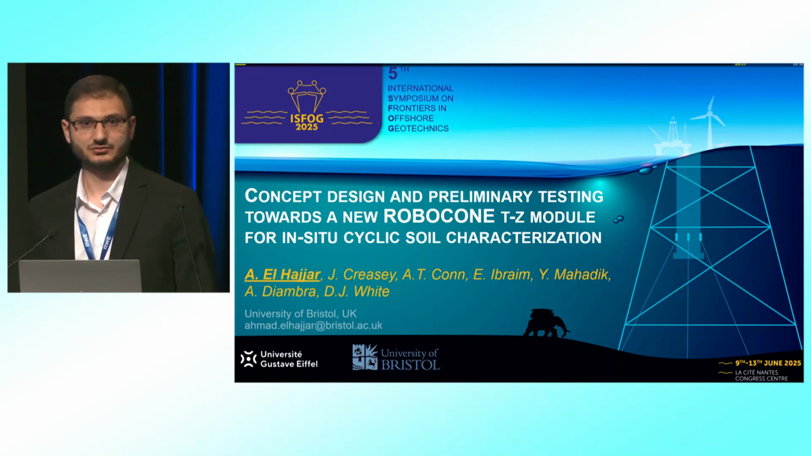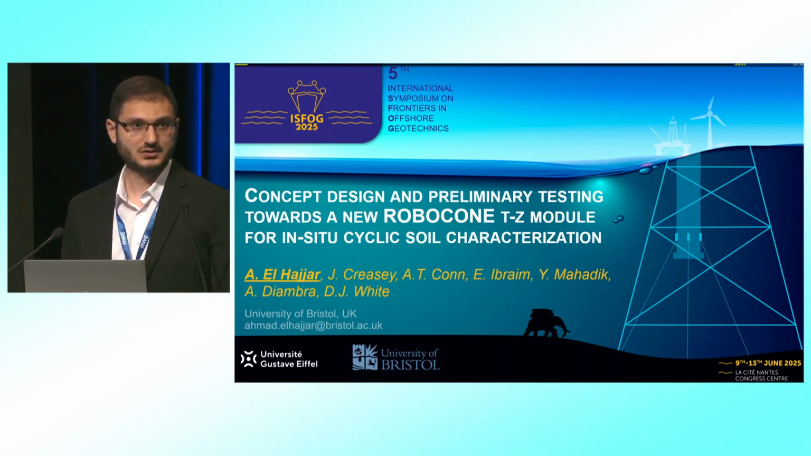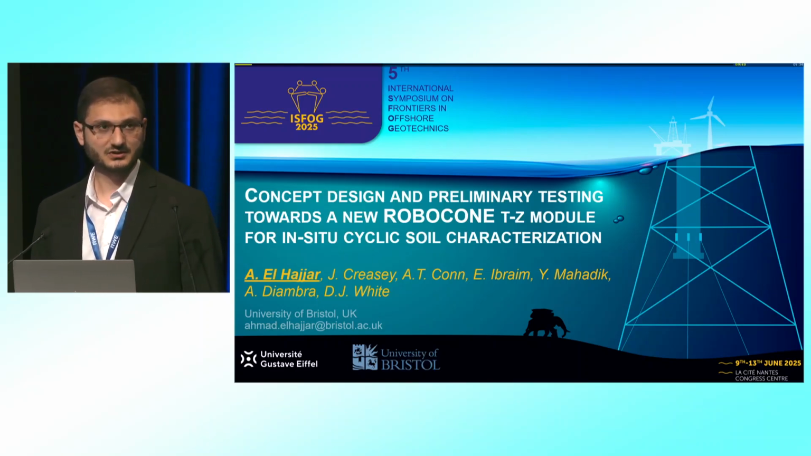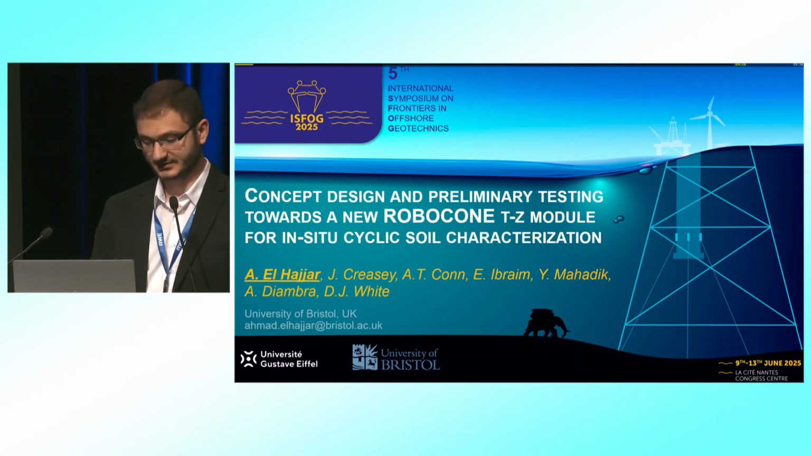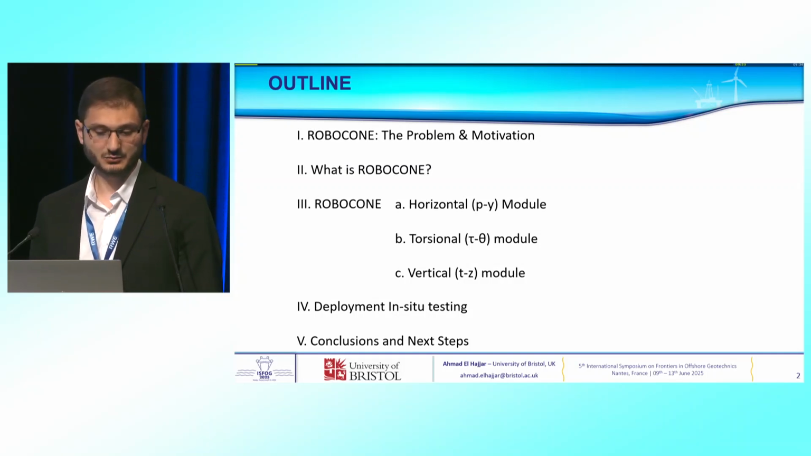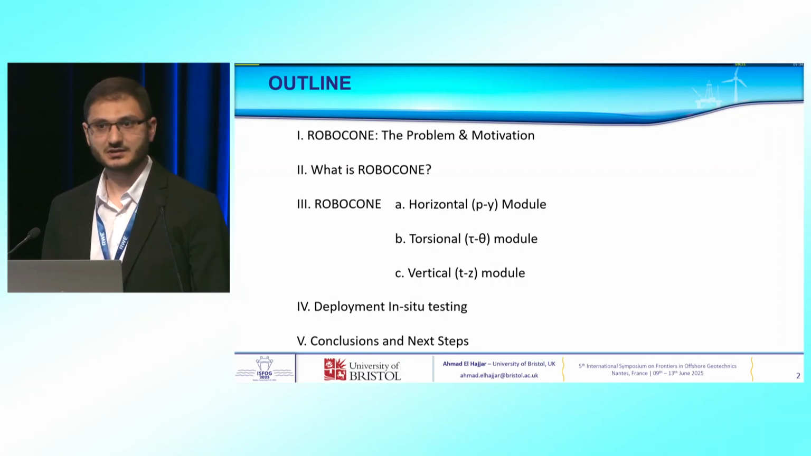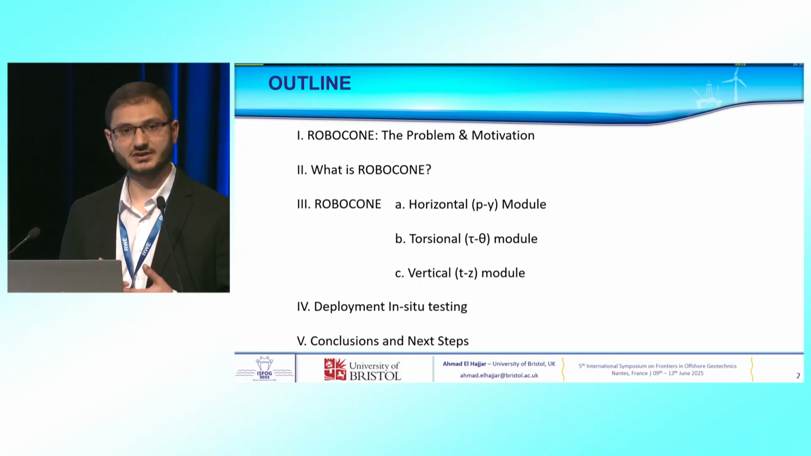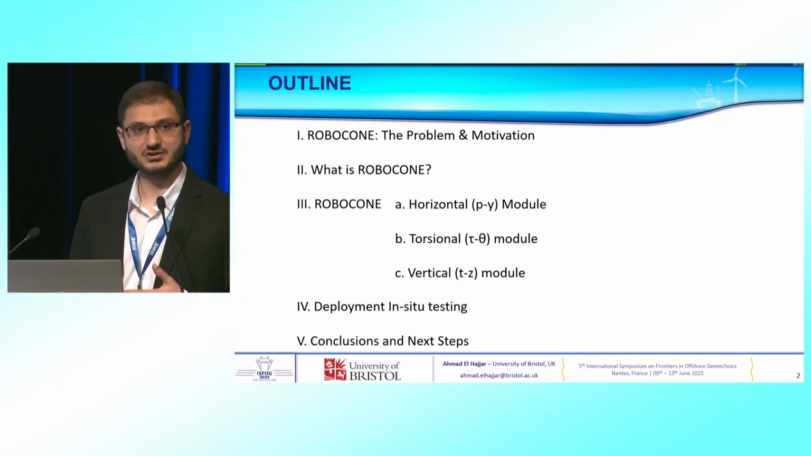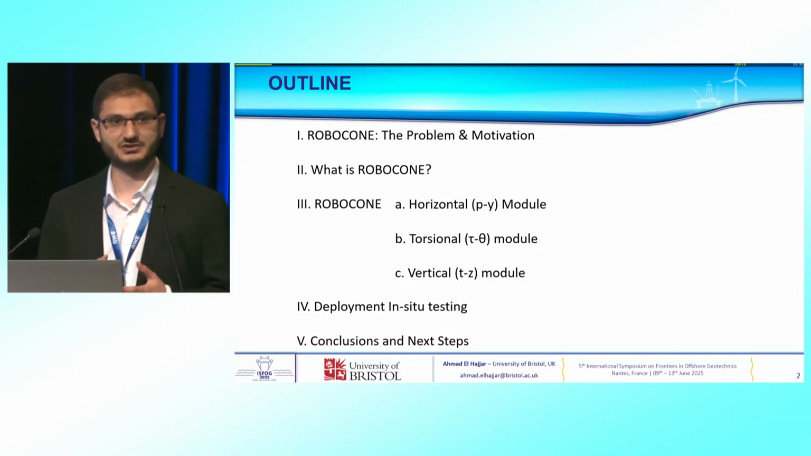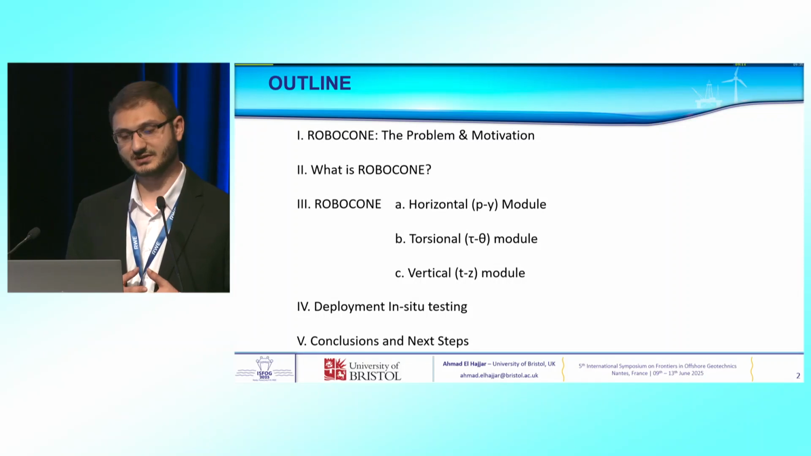Today I'm excited to talk about Robocon tool, which is a new robotic TZ module aiming for in-situ cyclic soil characterization. I will start by showing the problem and motivation, and then explaining what is a Robocon tool, and later we'll dive inside the three main components of the Robocon, which are the horizontal PY module, the vertical TZ module, and the torsional tau theta module, and we'll finish by the deployment in situ and the conclusions and next steps.